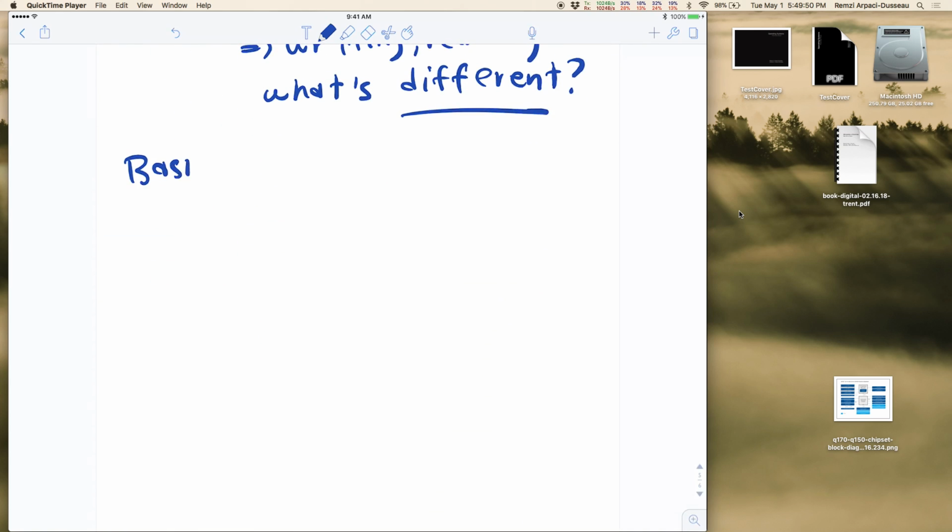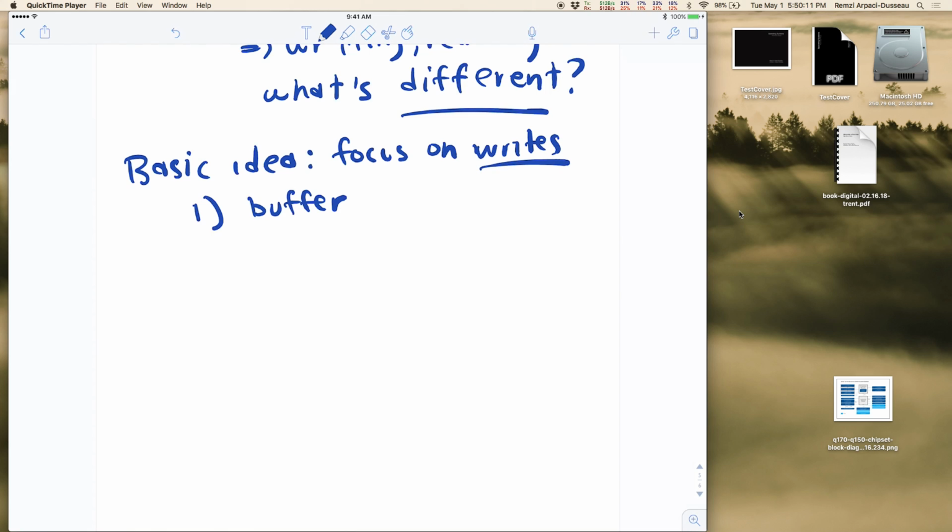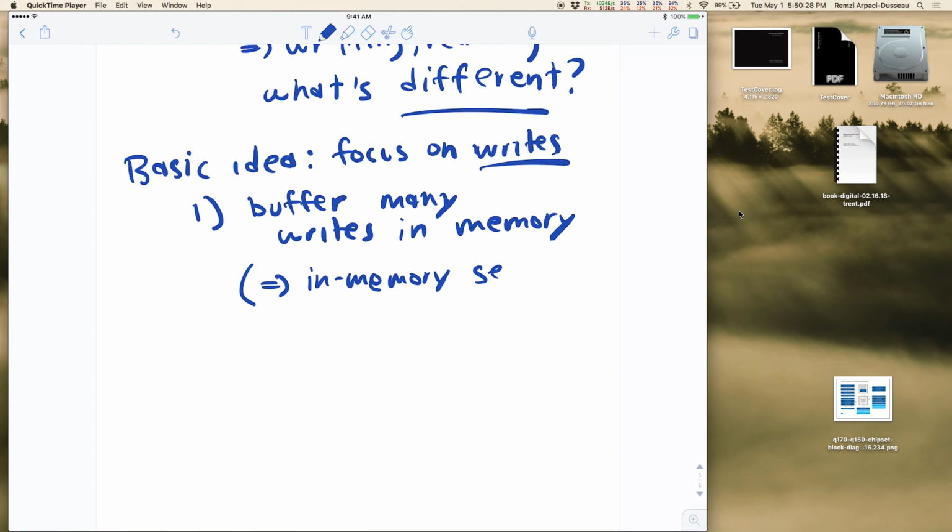So here's the basic idea. We know that we need to be efficient, we want to do large contiguous writes. So the basic idea is going to be very simple. First, we're going to buffer. Let's just focus on writes for now, and then we'll talk about how to read later. We're going to buffer many writes in memory. And in LFS terminology, we'll say that we do that into an in-memory segment.